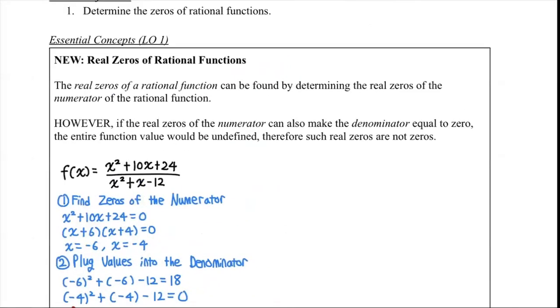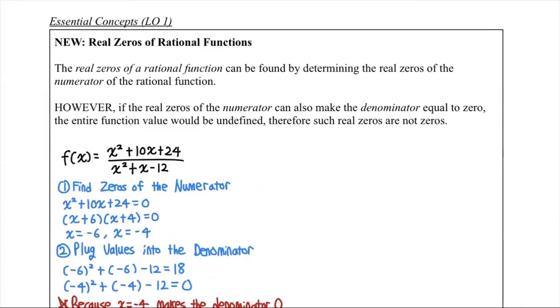So first of all, what are real zeros of a rational function? The real zeros of a rational function can be found by determining the real zeros of the numerator of the rational function. Essentially, as we have learned in the previous lessons, rational functions are a combination of two polynomial expressions in the form of a fraction. So the numerator is a polynomial expression, and the denominator is also a polynomial expression.